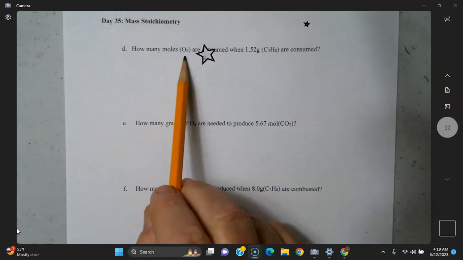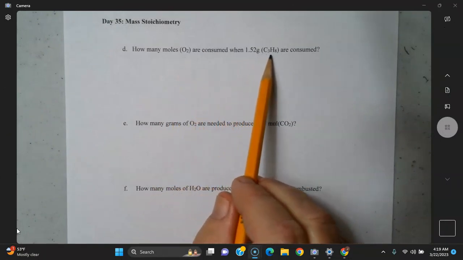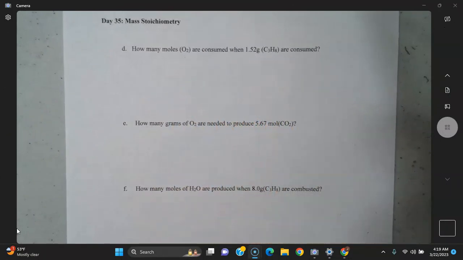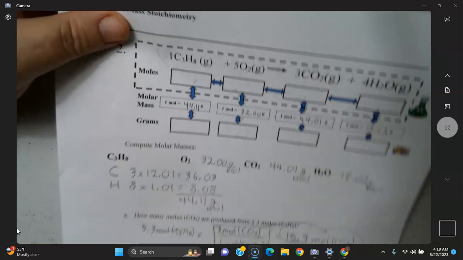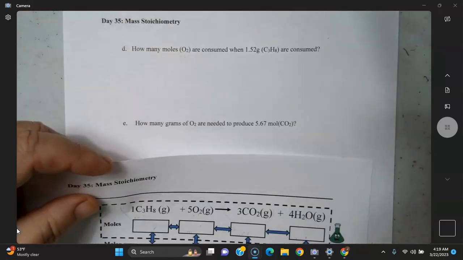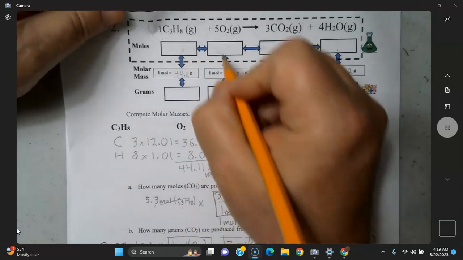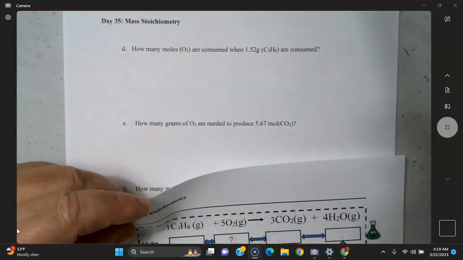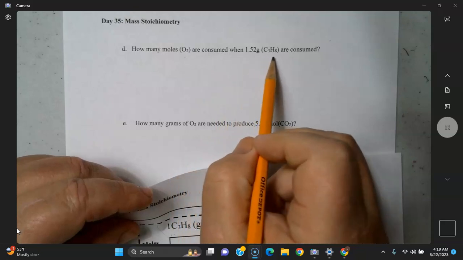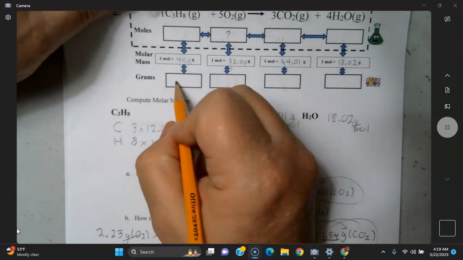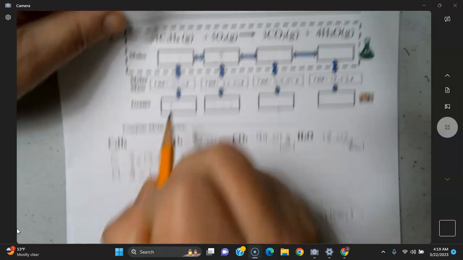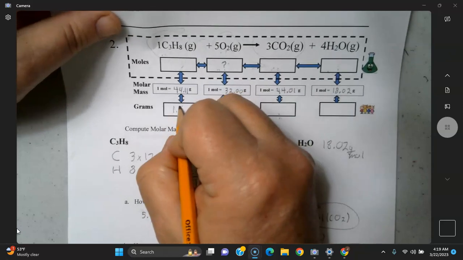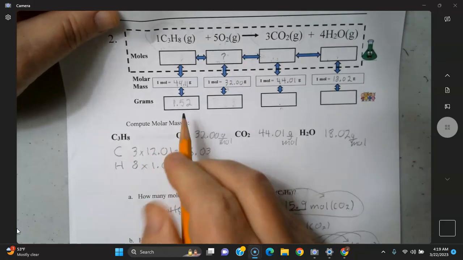Okay, how many moles of O2 are consumed when 1.52 grams of C3H8 are consumed? So they're both on the reactant side. So as this is consumed, this is going to be consumed right there. All right, so I cleaned up the graphic organizer. So it's moles of O2, how many? So that's the question right there. Are consumed when 1.52 grams of C3H8 are consumed. So the 1.52 is down below C3H8, and it's in the grams row.